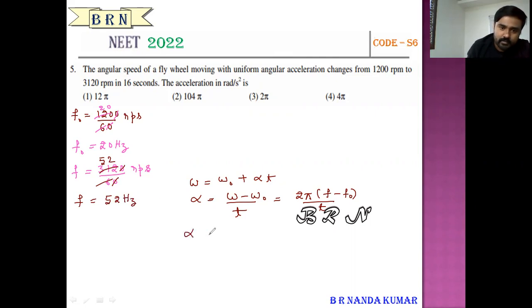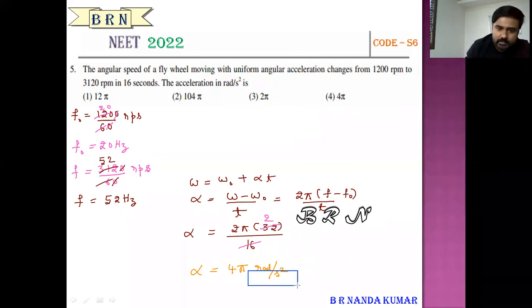Now substituting, alpha is equal to 2 pi times 52 minus 20, so that is 32, correct? 52 minus 20 is 32, divided by the time, which is 16. Cancelling, 16 2s are 32, so we get 2. So 2 pi into 2 is 4 pi. The unit is radian per second square.